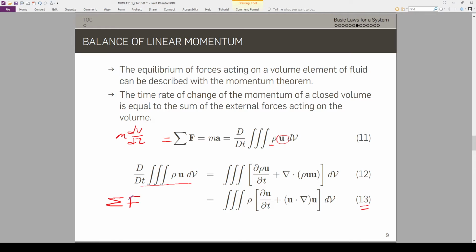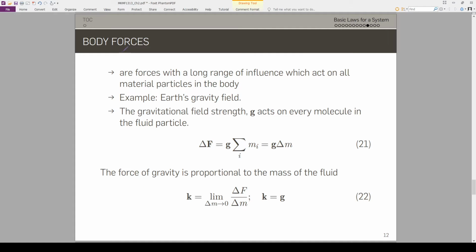The summation of force in fluid dynamics or aerodynamics may come from two sources: the body force, and the surface forces. Let me first look at the contribution from the body forces. Body forces are forces with a long range of influence which act on all material particles in the body, for example, the Earth's gravitational field.